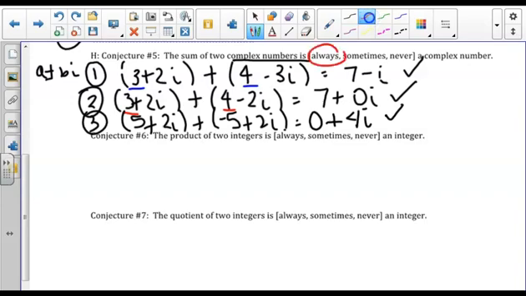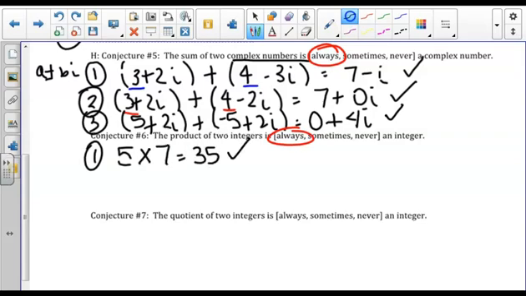So we can see that this is always true. The sum of two complex numbers is always a complex number. When we look at conjecture 6, the product of two integers, we discovered that it's always an integer. So I'll give one example here. You can come up with two more, but these are both integers, and we see that the product is always an integer.